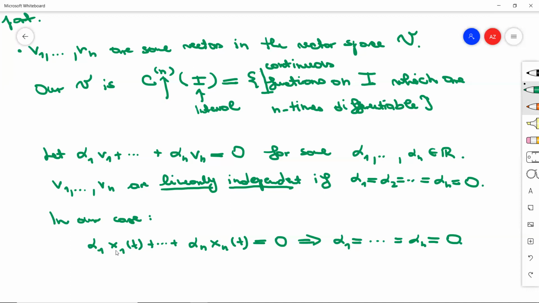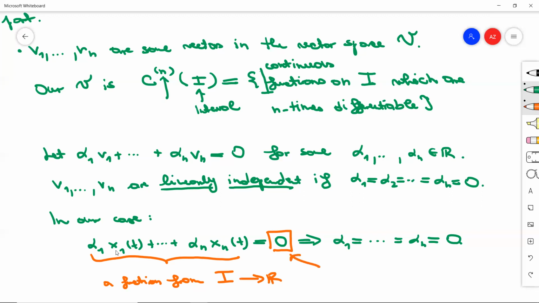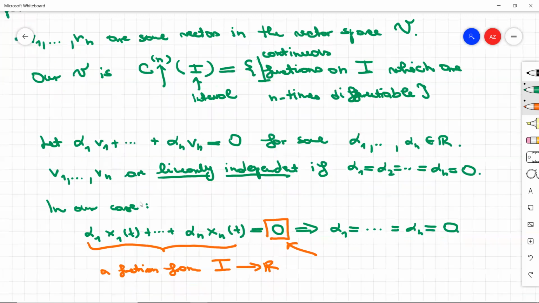Okay, this 0, how do we understand this 0? So on the left-hand side, we have a linear combination of the functions. So this left-hand side is in fact another function, a function from the interval I to real numbers. So how do we have to understand this 0 on the right-hand side?